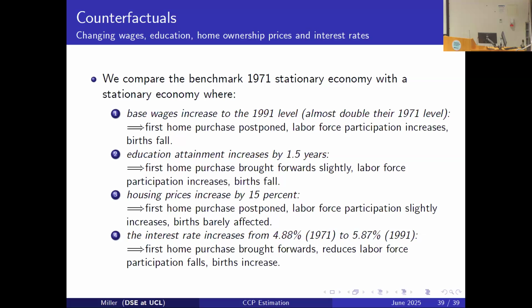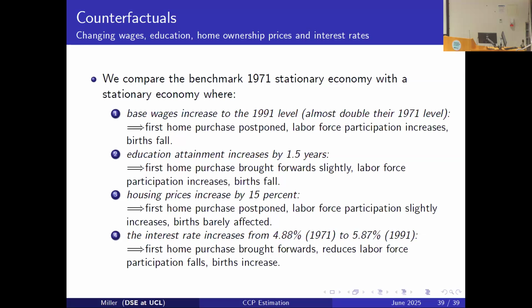Suppose you increase educational attainment by 1.5 years, which is about what it increased over that time. First home purchase goes forward slightly. Labour force participation increases, births fall. Okay. Suppose housing prices increase by 15%. First home purchase postponed, labour force participation slightly increases, births barely affected.